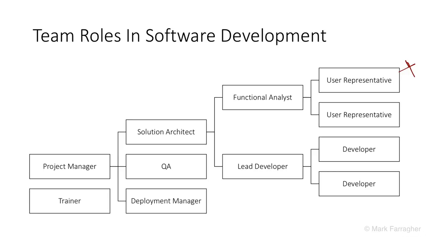So these user reps are going to convey their requirements to someone who's going to combine them into a functional specification. And that would be this person here. So this is the functional analyst. The functional analyst takes the input from the user representatives. So he takes this input and gathers it and creates a functional requirements document.